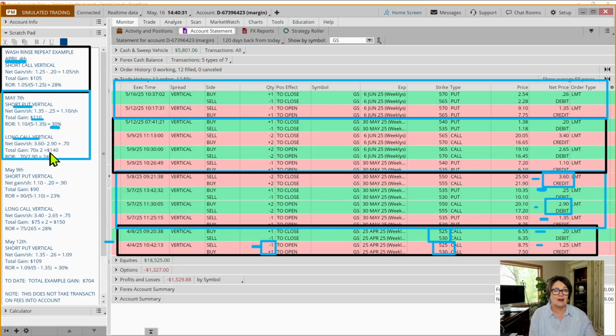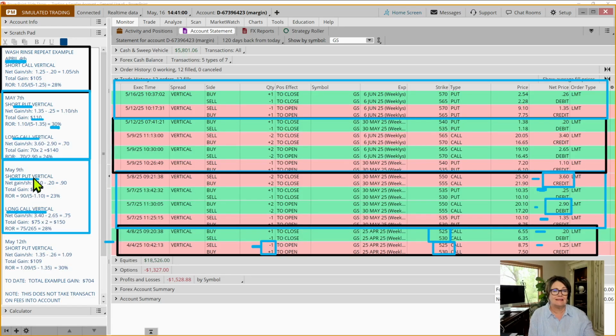We had 2 contracts, so we ended up with a net gain of $140, which represented a return on risk of 24%. So just shy of the 25% that we were aiming for. Now on May 9th, we were out of the last 2 trades. And so we did another short put vertical, kind of wash, rinse, repeat, and another long call vertical.